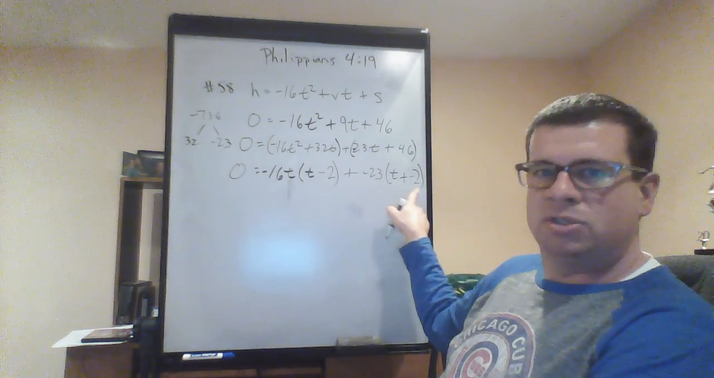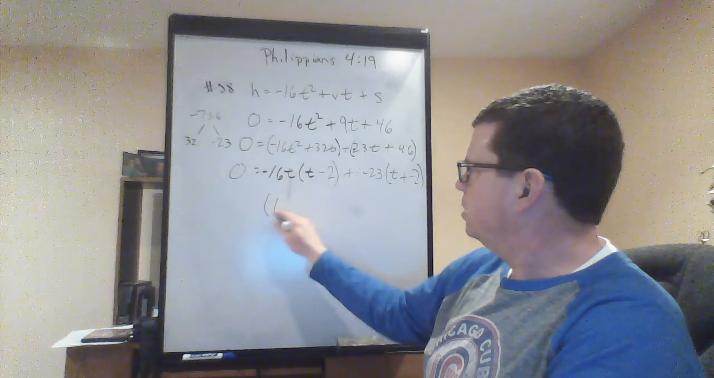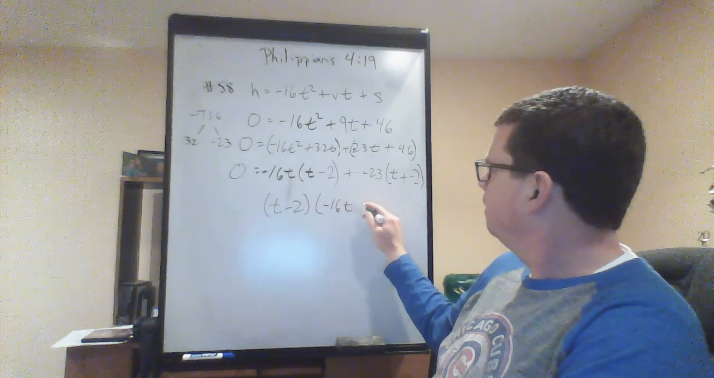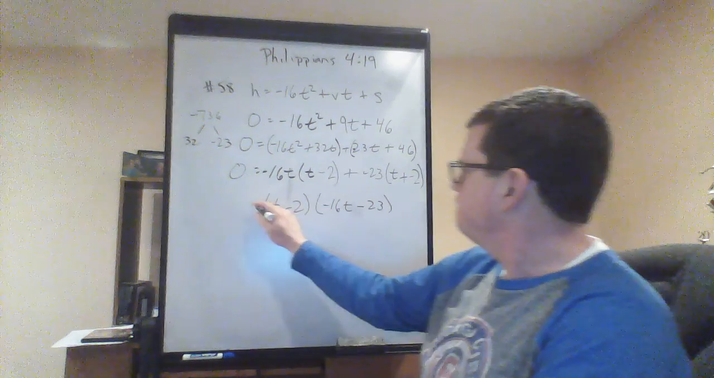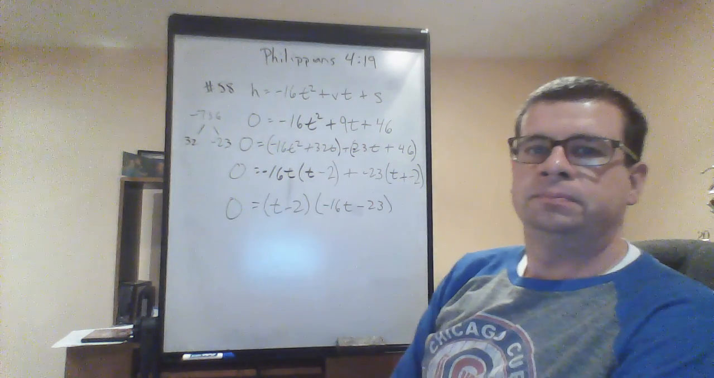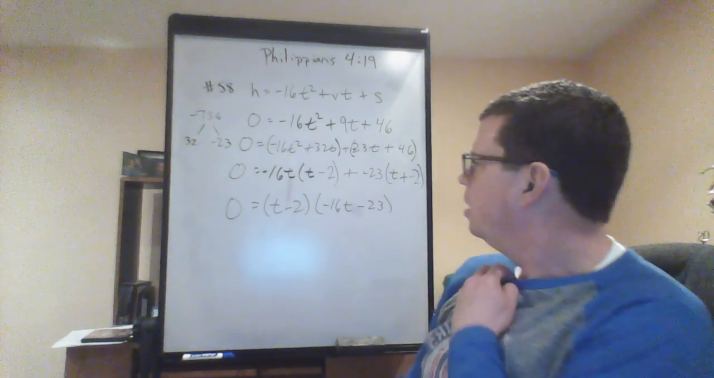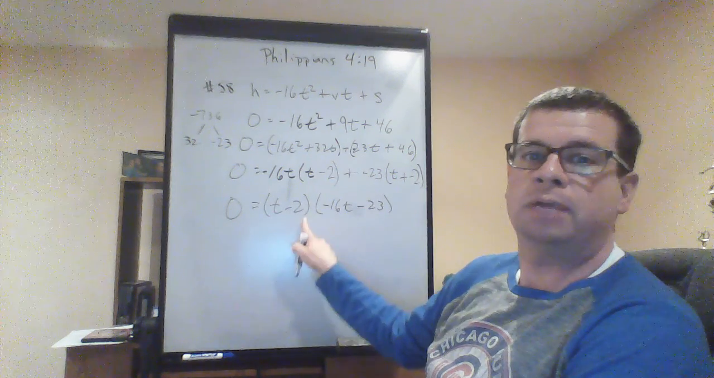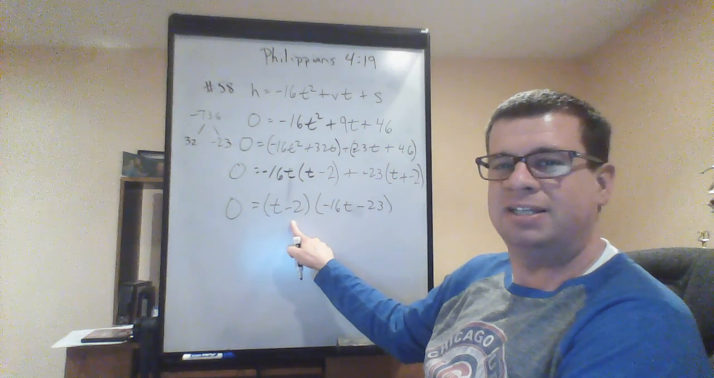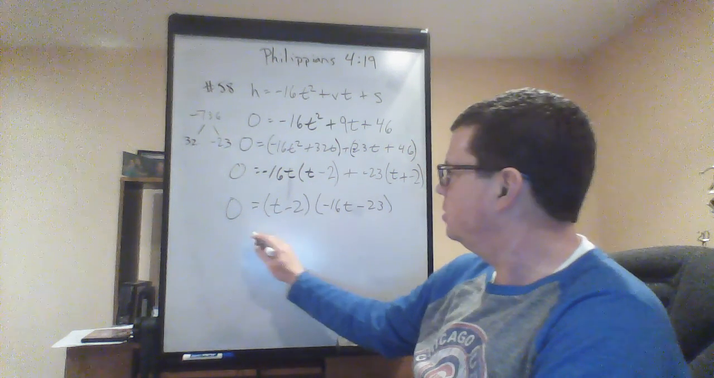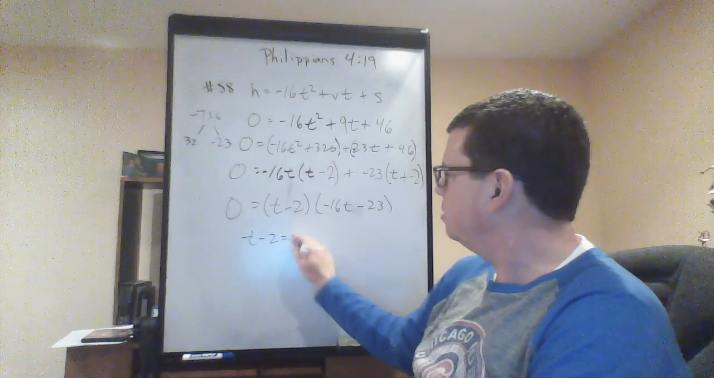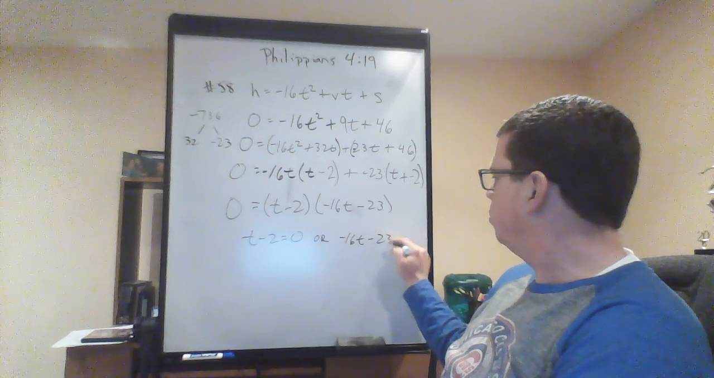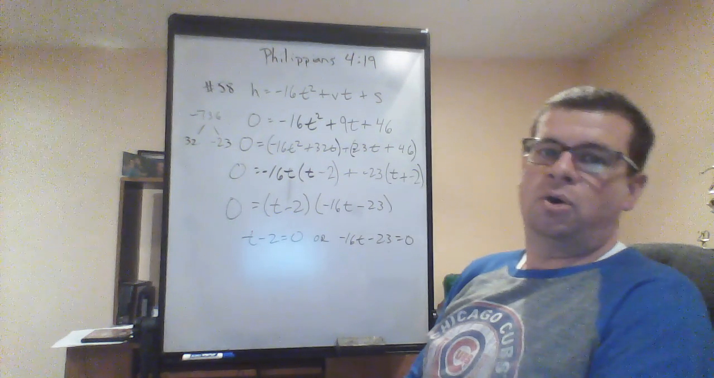And now I can see I've got my like groups. t minus 2, or t plus negative 2, that's both the same thing. So I got t minus 2, and then here negative 16t minus 23 equals 0. All right, now I've got this factored, so I want to use the zero product property. I'm multiplying together two things and getting 0, so one of those two things has to be 0. Either t minus 2 has to be 0, or negative 16t minus 23 has to be 0.